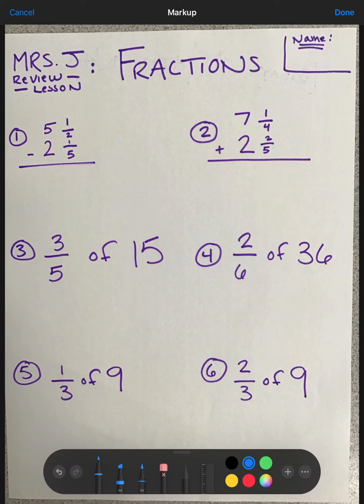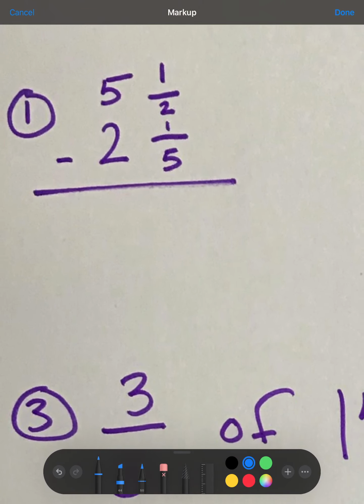Hey guys, so what I'm doing today in this video is going over a couple of the different concepts that you are going to see in your pop quiz today. So first let's start with some common denominators.